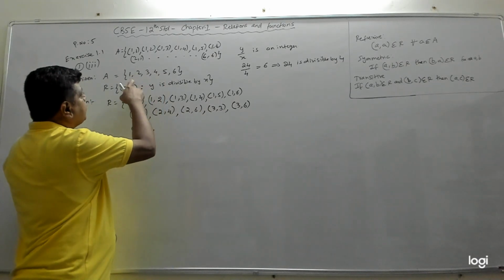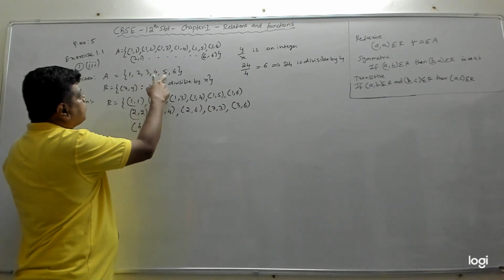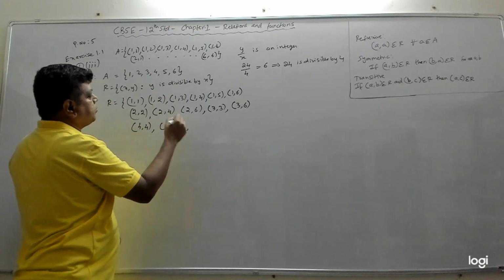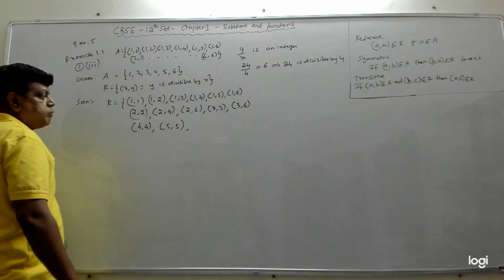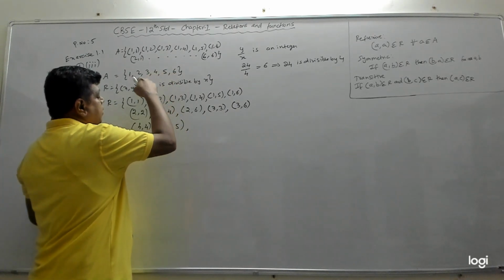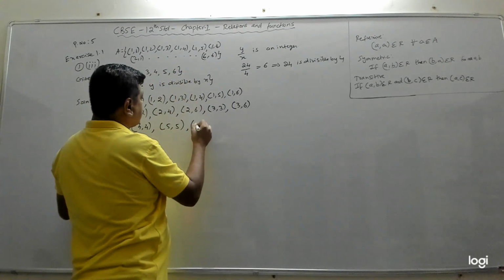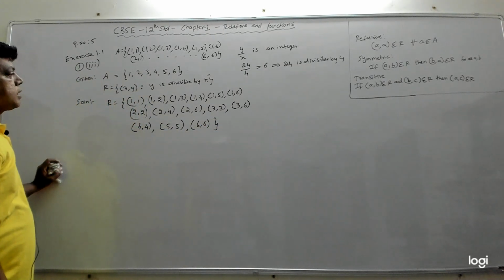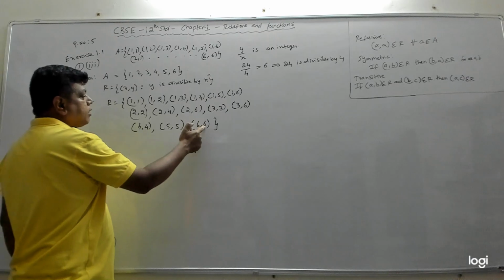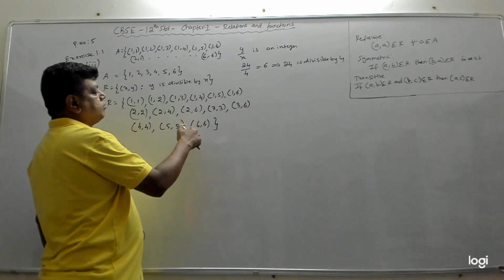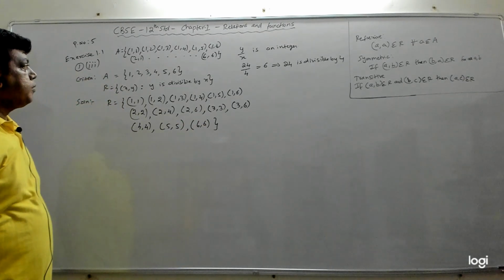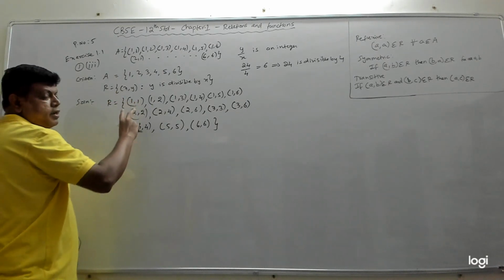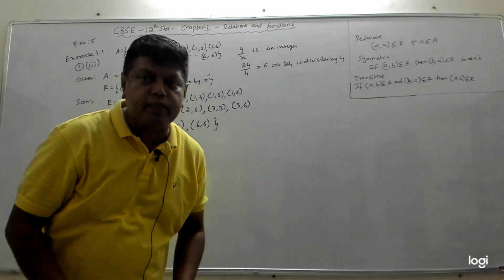Then 5 comma 1 will not come. 5 comma 2 won't come. 5 comma 3, 5 comma 4 won't come; 5 comma 5 will come. Then 6 comma 1, 6 comma 2, 6 comma 3, none of them will come. You will have only 6 comma 6 will come. Fine. Now this is our set R. We have got the relation R.